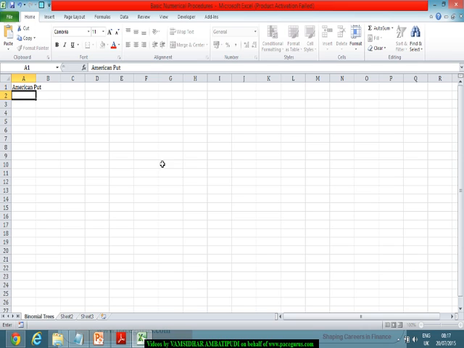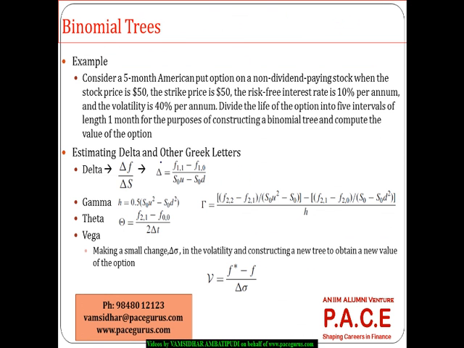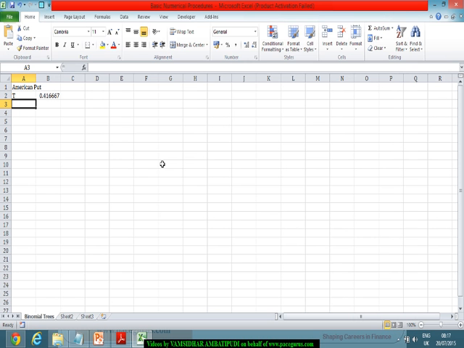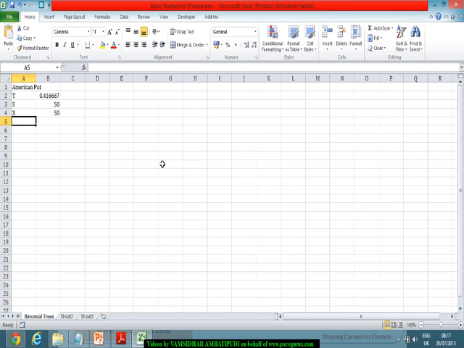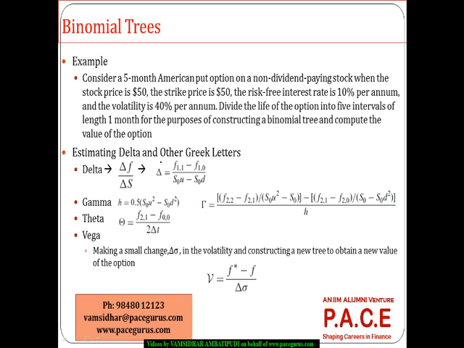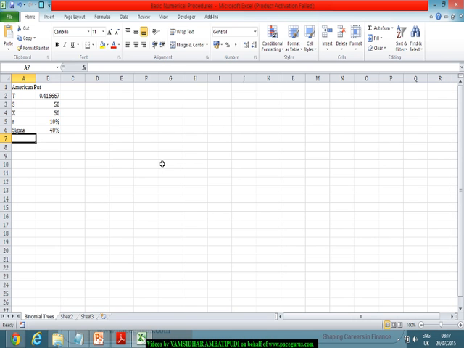American put. The time period we are talking of is 5 months, so I'll convert it into years. On a non-dividend paying stock, the stock price is $50. Strike price is also $50. Risk-free interest rate is 10% per annum. Volatility is 40% per annum. Divide the life of the option into 5 intervals of length 1 month.